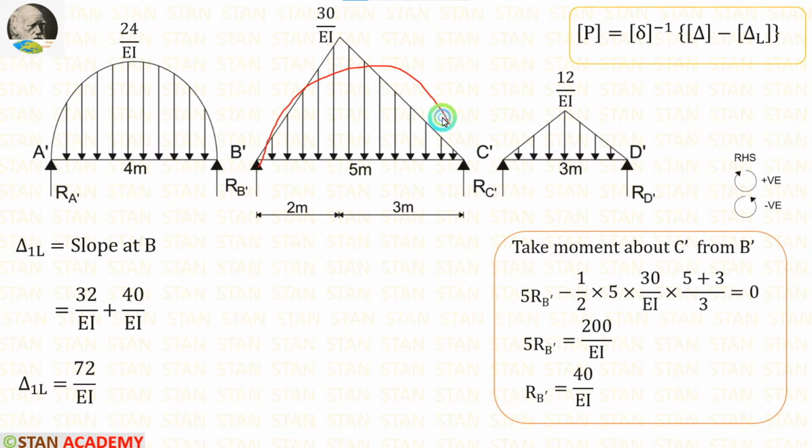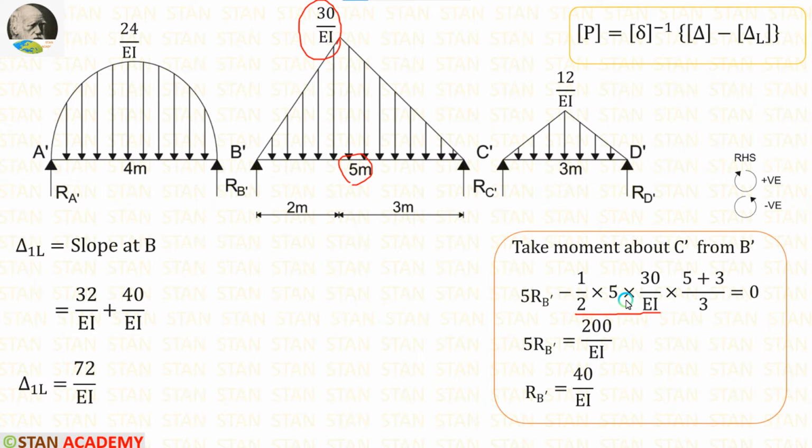RB dash is acting towards the point C dash in the clockwise direction. So it will be positive and the distance is 5 meter. So 5 RB dash. This UVL is acting towards the point C dash in the anticlockwise direction. So it will be negative. For the UVL, we have to multiply the area with the centroid. The area formula for a triangle is half into breadth into height. Here the breadth is 5 and height is 30 upon EI. So for the area we are having half into 5 into 30 upon EI.